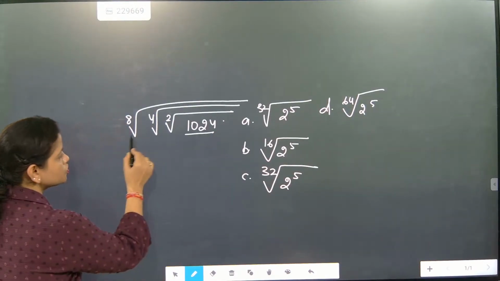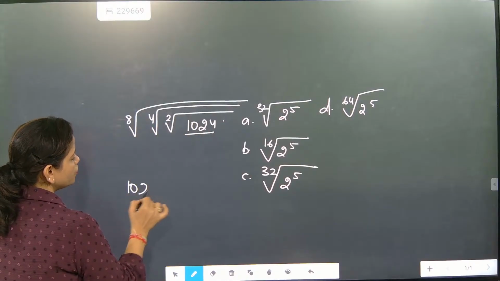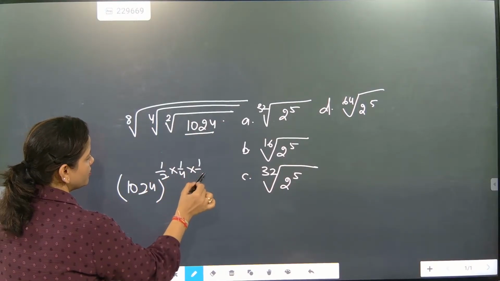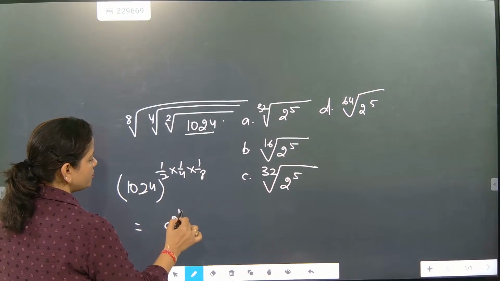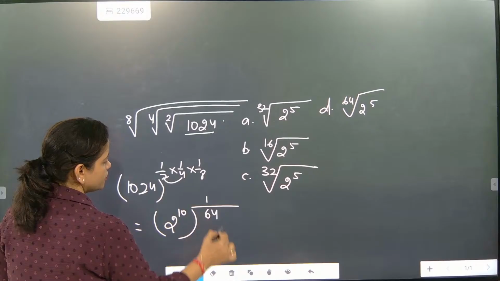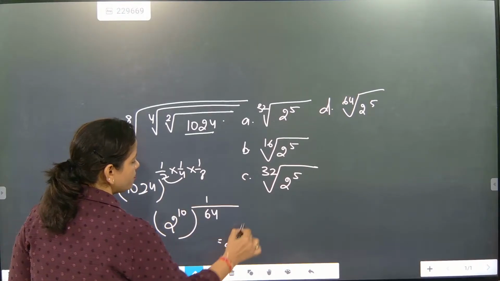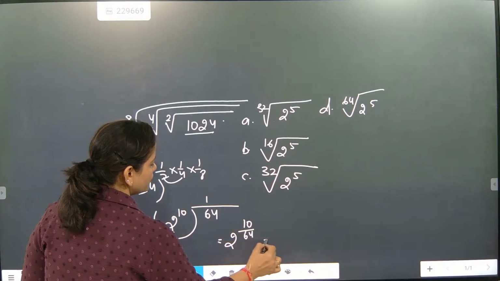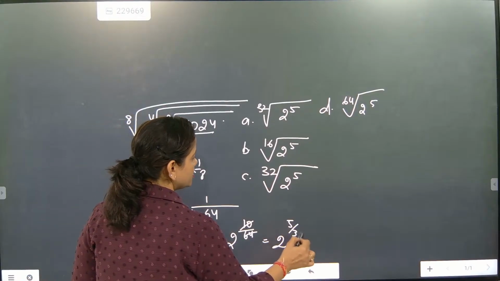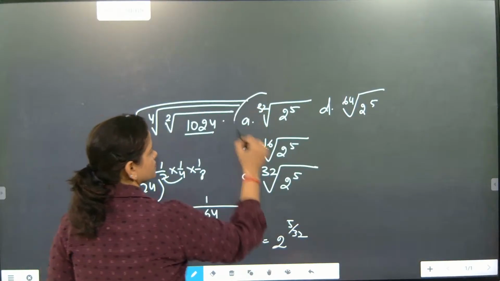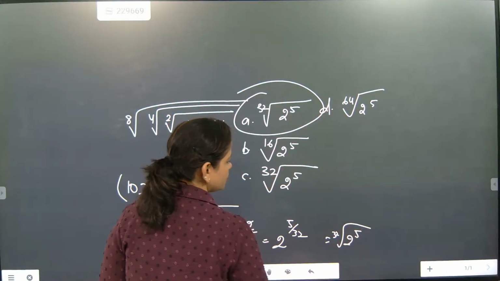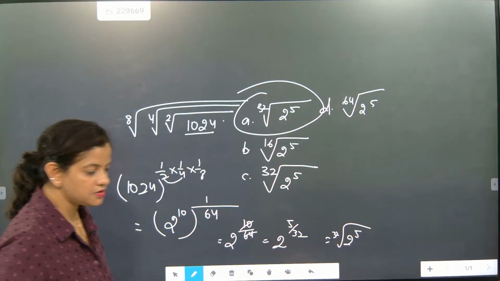For 1024, the first two you do like this. 1024, you keep it as it is. Then 1 by 2 into 1 by 4 into 1 by 8. What is it coming? 2 to the power 10 by 1 by 2, 4s are 8, 8 8s are 64. Understood? So 2 to the power 10 by 64 will come. So it will become 2 to the power 5 by 32. So it will become the 32nd root of 2 to the power 5. This is the answer. Check this one out.